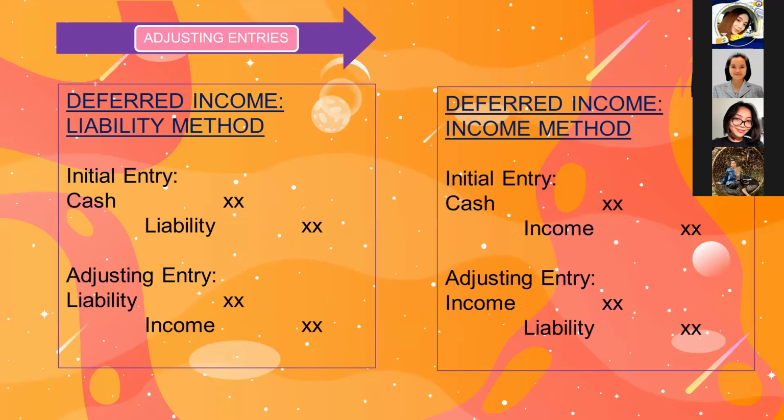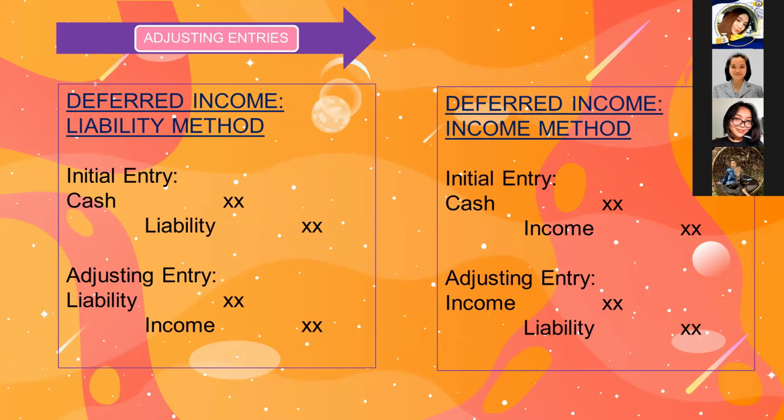Okay, so pag-usapan naman natin yung deferred income. Of course, for deferred income, we have two methods, no? Number one, we have the liability method, and number two, the income method. So simply, in the liability method, the original entry is posted in a liability account. And if it's under the income method, the posting is made to the income account.